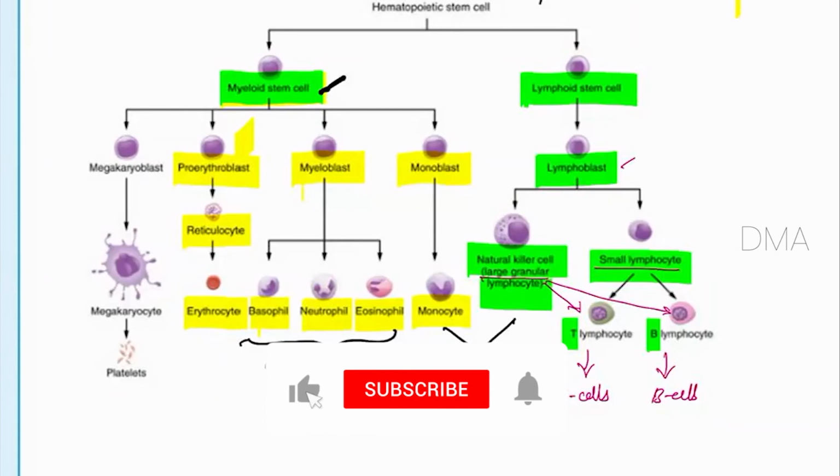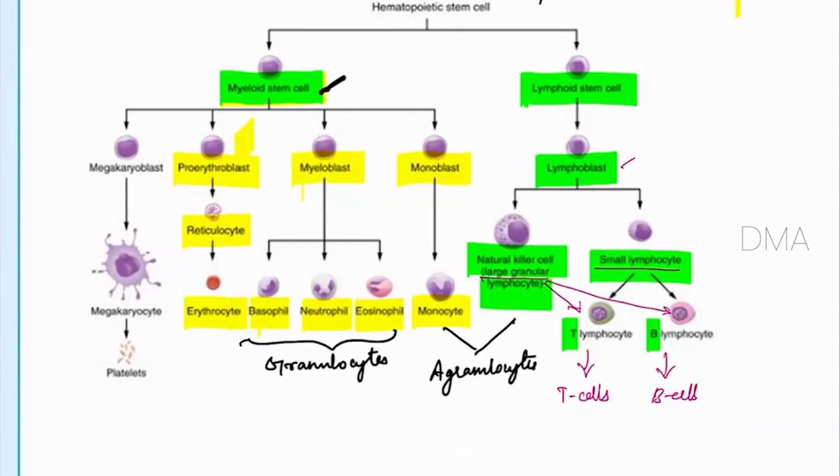Okay, clear? Next, apart from this RBCs, WBCs, we also have the megakaryoblast. So this megakaryoblast is going to give rise to the platelets. They form the megakaryocytes. And these megakaryocytes will form multiple blebs over here. All these, they get detached and it forms the platelets. So this is the hematopoietic stem cells.